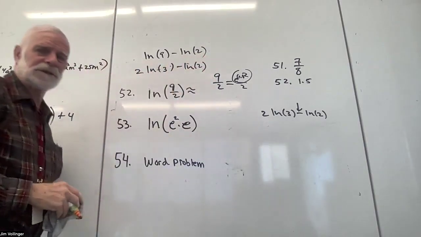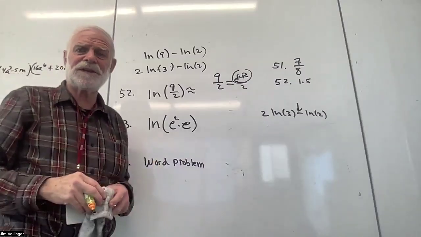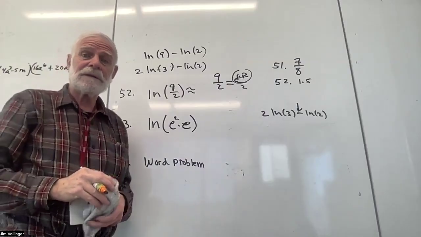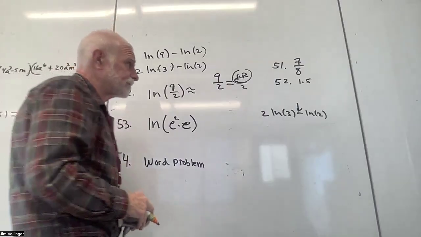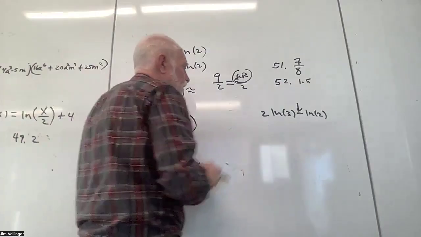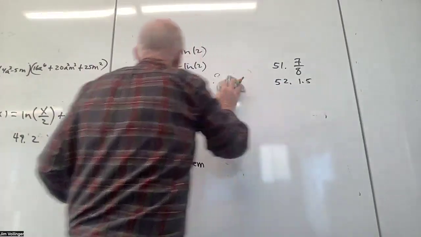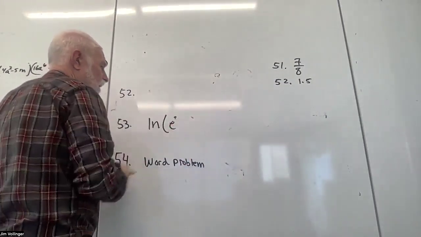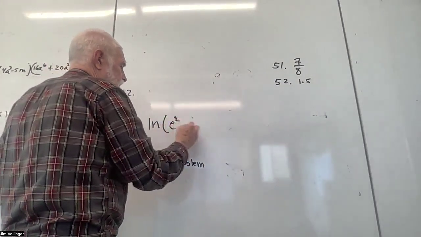All right, and that's our first conversation. It's one of our earliest conversations on the rules of logarithms, which are really fancy terms for rules of exponents. So that was 1.5. All right, so I'm going to start doing those a little bit every day for the rest of the year. Oh, ln of e squared times e.